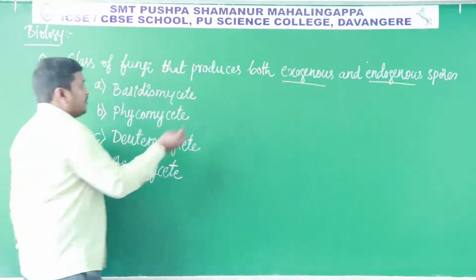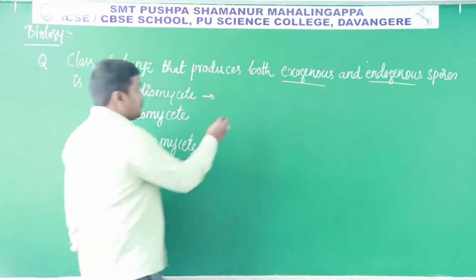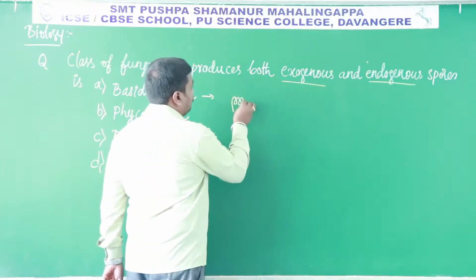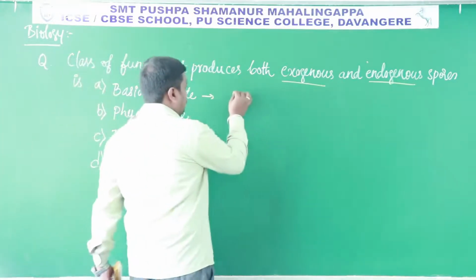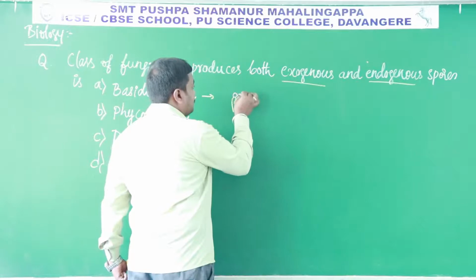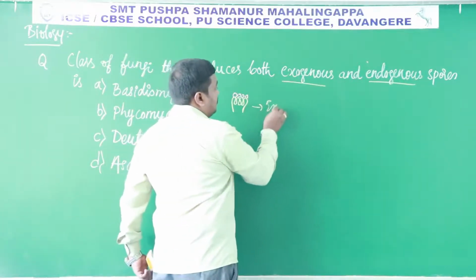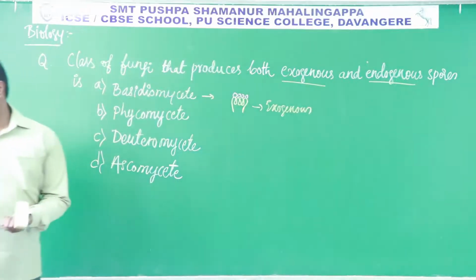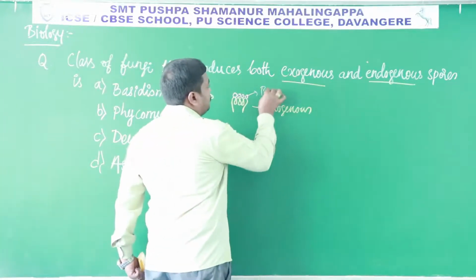Okay, suppose you consider the basidiomycete. In basidiomycete, the spores are produced on basidia, and these basidiospores are exogenous spores. So these are exogenous. They produce only exogenous spores. So these are basidiospores.